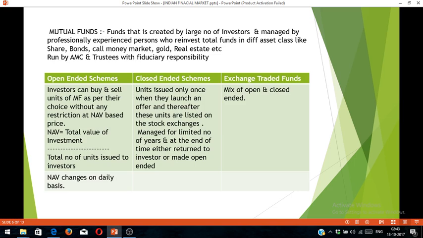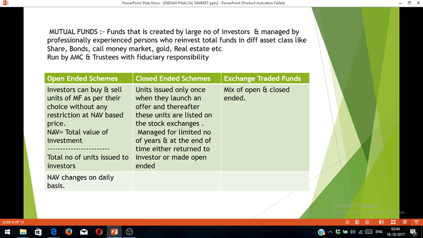and the return can be calculated by net asset value. What is the net asset value? Net asset value you can calculate as the total value of the investment divided by the total number of units issued to the investor. Suppose some person is purchasing a mutual fund unit from a particular company. The present value of that instrument divided by the total number of units issued to the investor is the net asset value. So net asset value can change on a daily basis. That depends on the market, and that is fully volatile.